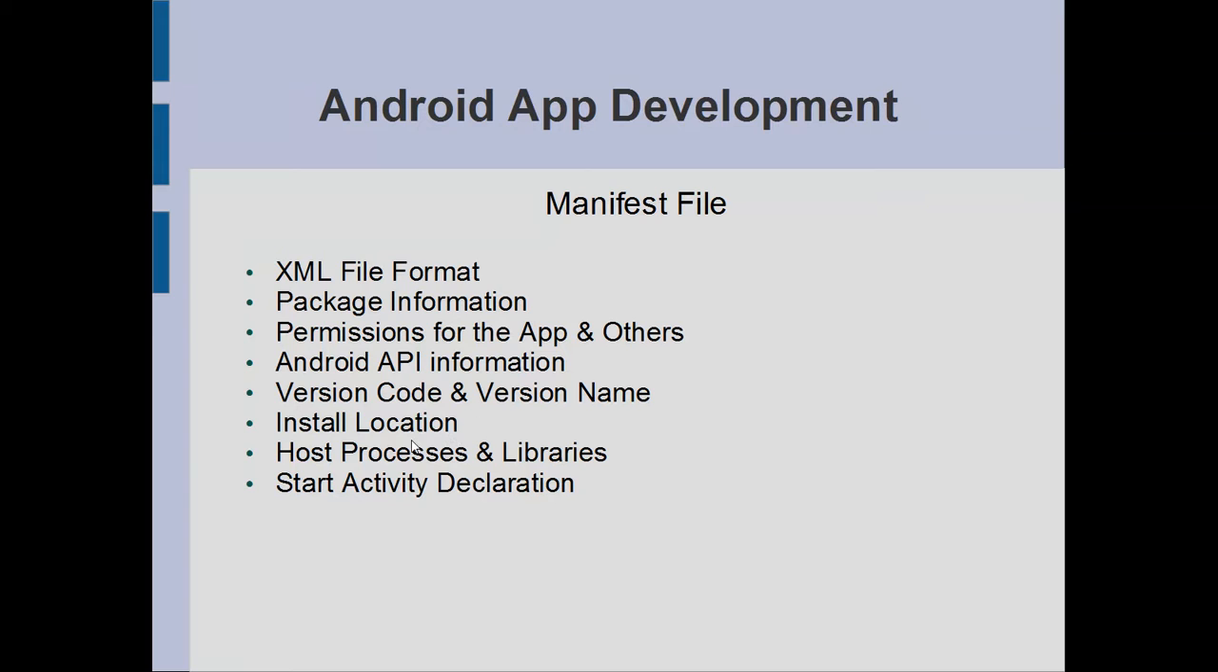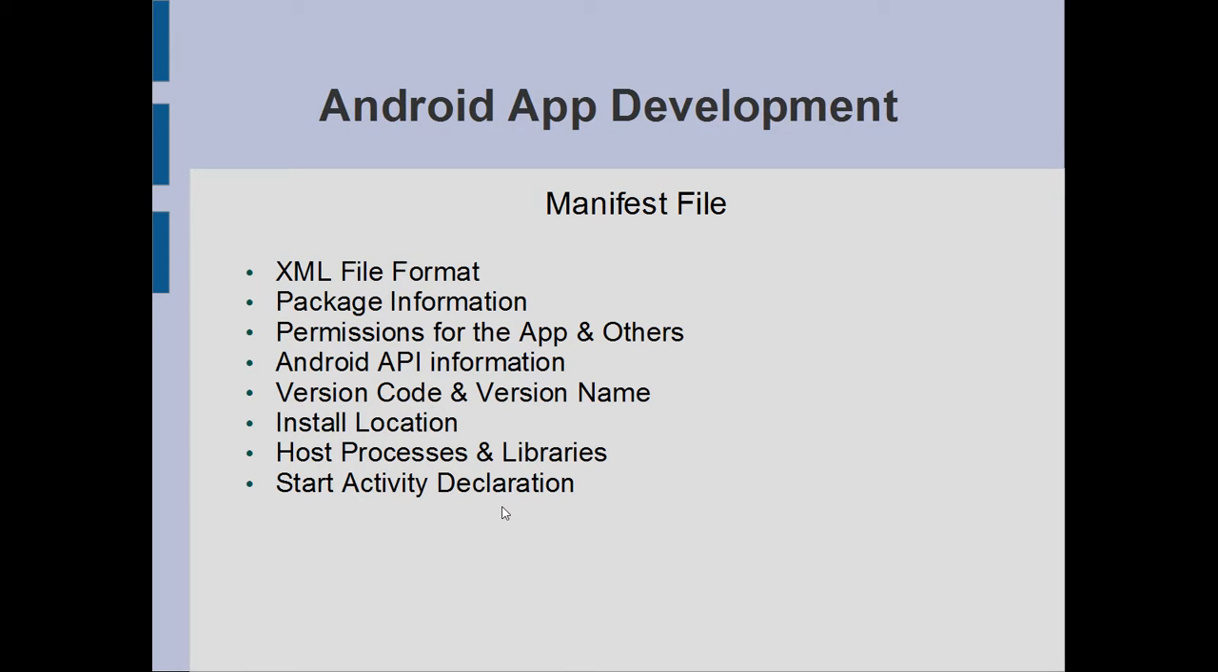And then we have an installation. The install location of our APK is also defined inside the Android manifest file. The Android manifest file also includes the libraries and the host processes it supports. They also need to be defined. Remember, these things are defined under the application tag in the manifest file, which we will show you later. And then it also defines the start activity.